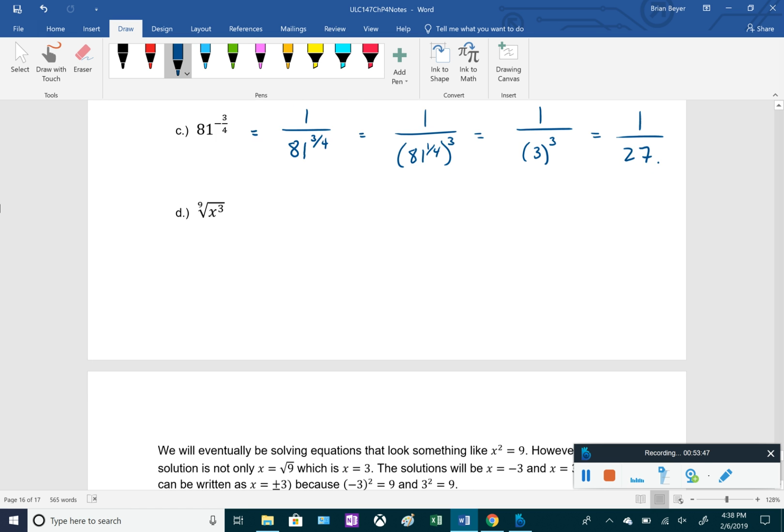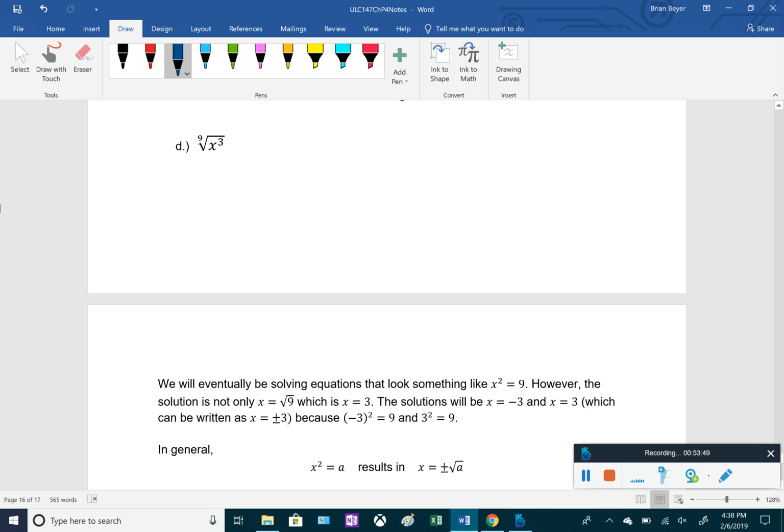And for the last one here, we have the 9th root of x cubed. It might not look like you can simplify it, but let's do it this way. Let's say this is the same thing as x cubed to the 1/9. It's a power to a power, so you multiply, or just remember the property, and you end up getting x to the 3/9. 3 over 9 simplifies to 1 over 3. So that whole thing is just equal to x to the 1/3, and you can leave it like that, or you can write it as the cube root of x.